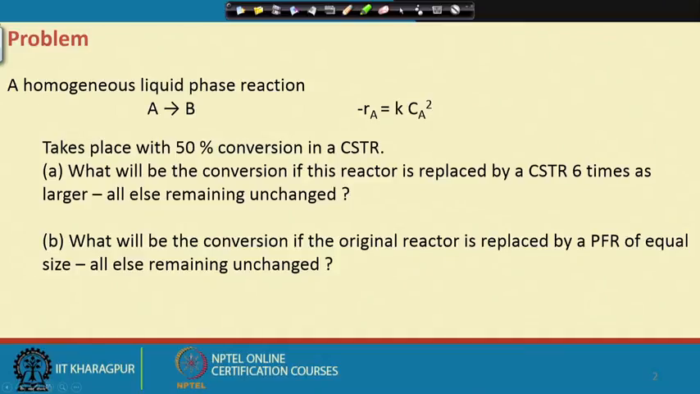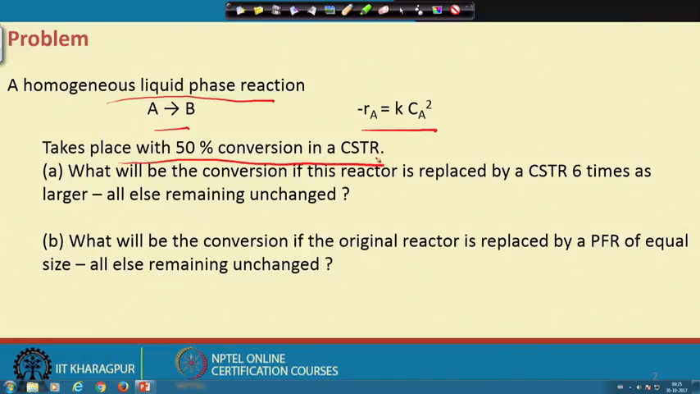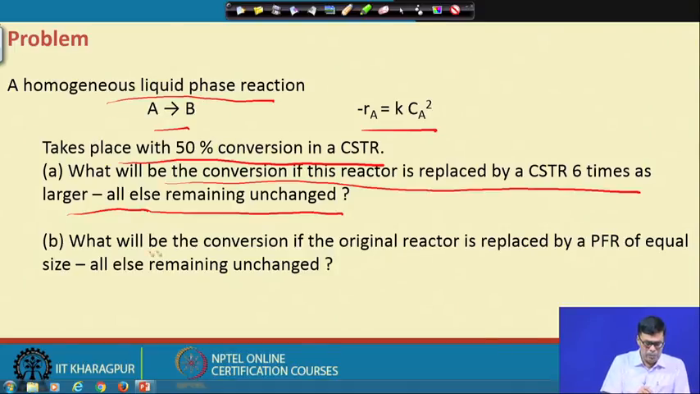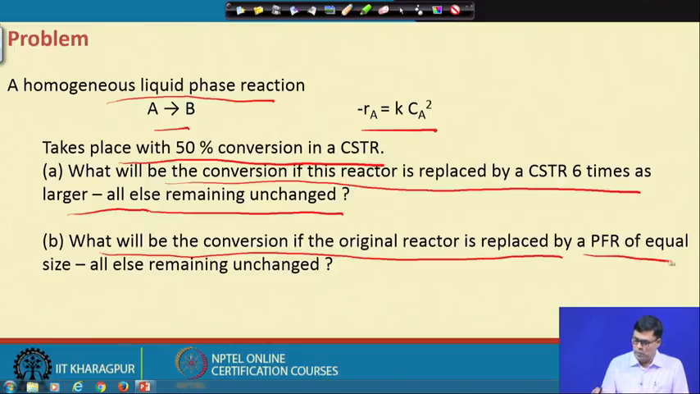Now, let me take the first problem. The first problem deals with a homogeneous liquid phase reaction A to B, and this is a second order reaction, minus RA equal to K into C squared, taking place with 50% conversion in a CSTR. What will be the conversion if the reactor is replaced by one 6 times larger, all else remaining unchanged? The second part is: what will be the conversion if the original reactor is replaced by a plug flow reactor and all else remains constant?